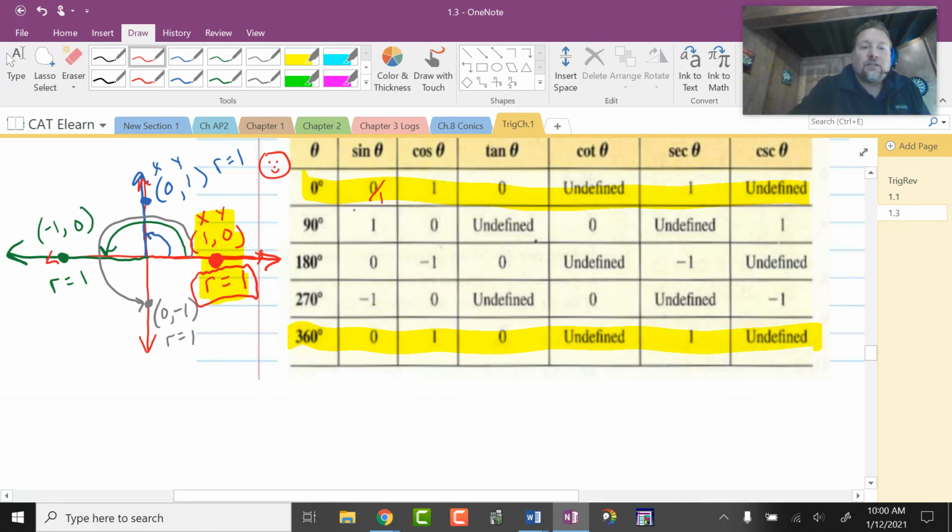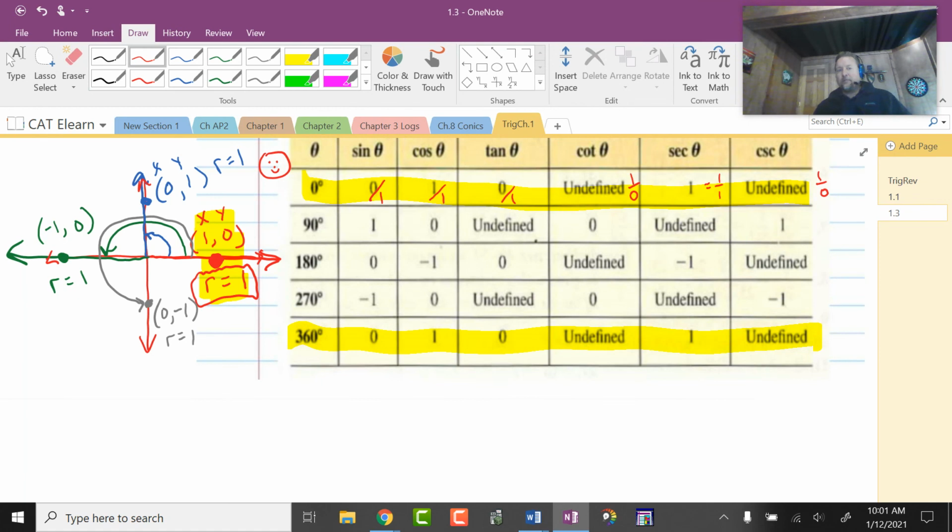Sine of 0 degrees is 0, y over r, 1. Cosine of 0 degrees is 1 over 1, which is 1. Tangent of 0 degrees is y over x, which is 0 over 1. That's why we're getting those answers, 0, 1, and 1. And then cotangent is 1 over 0, the flip of tangent. That's undefined. Secant is just the flip of 1 over 1. Cosecant is the flip of 0 over 1, which is undefined. And that's why you see what you see in this chart of these 4 quadrantals.